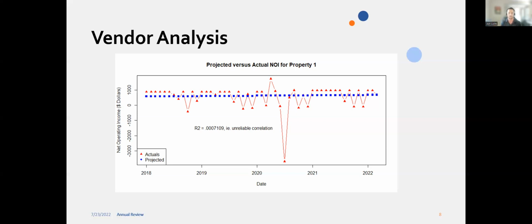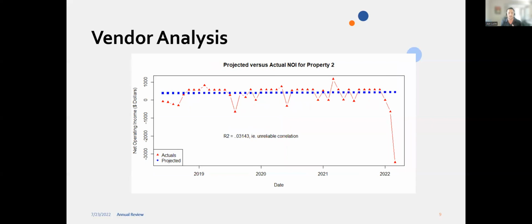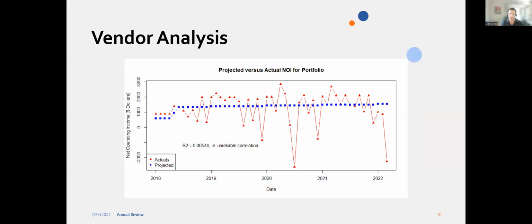So I'm going to go through, I basically did this for every property, and for every property, it's basically the same story here. The R squared is extremely low. And the projected NOIs have almost no correlation to the actual NOI of these properties.